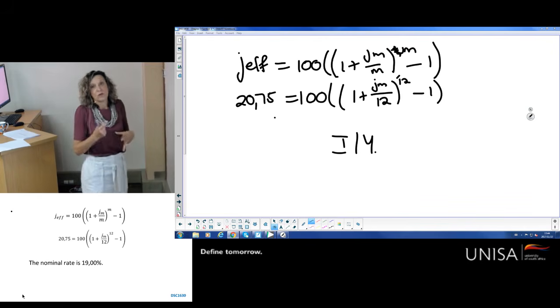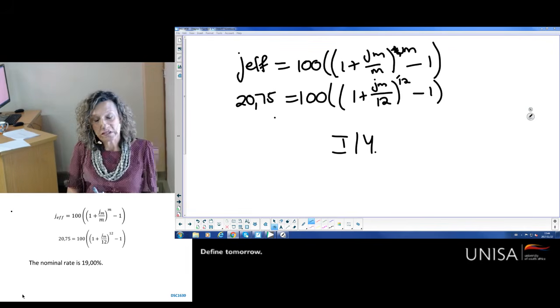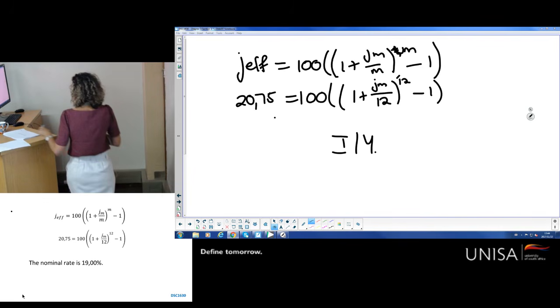So effectively, if you've got a nominal rate of 19% that you earn per year, effectively in 1 year, you actually earn more, namely 20.75%. Right, that concludes then the first part of Chapter 3, Section 1.